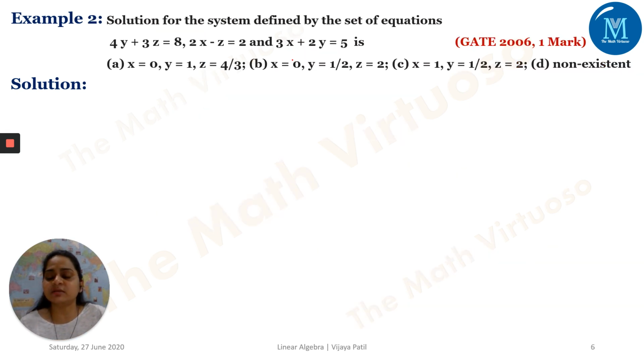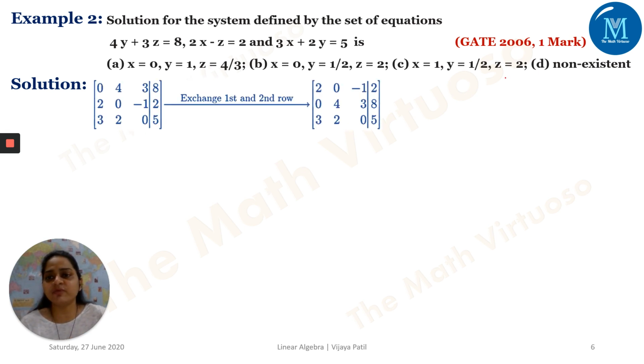Okay, now the next question. The solution for the system defined by the given equations is: unique, infinite, or does not exist. Okay, this is a question from GATE 2006. The same way we have this equation. How many variables do we have here? We have x, y, and z. So we have three equations and three variables or unknowns. This is the first, second, and third row.